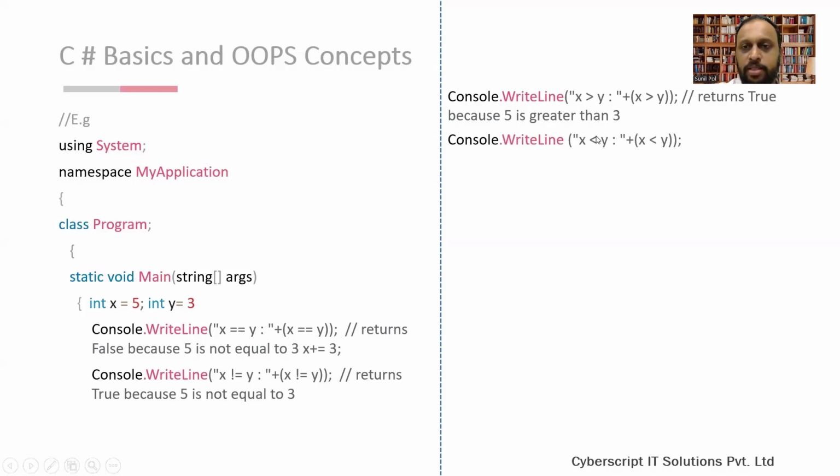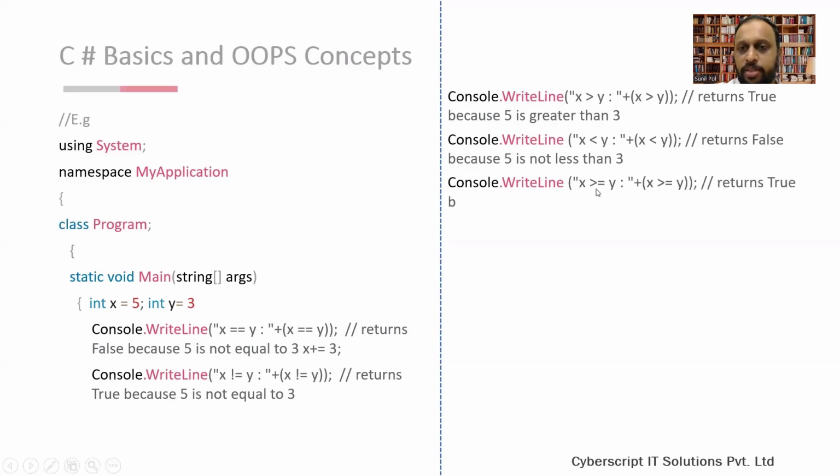So the next statement is x is less than y. As the value of x is 5 and y is 3, so this statement is not correct. So that's why it will return false over here, and because 5 is not less than 3. So the next comparison operator is x is greater than or equal to 5. So here x is greater than y. That's why it will print true over here.